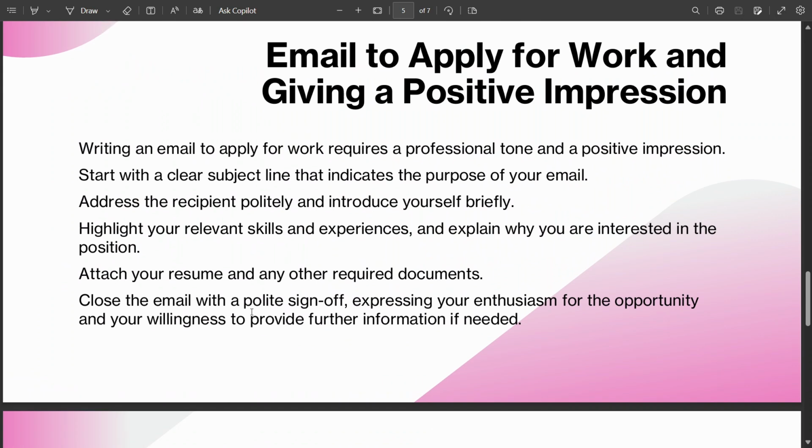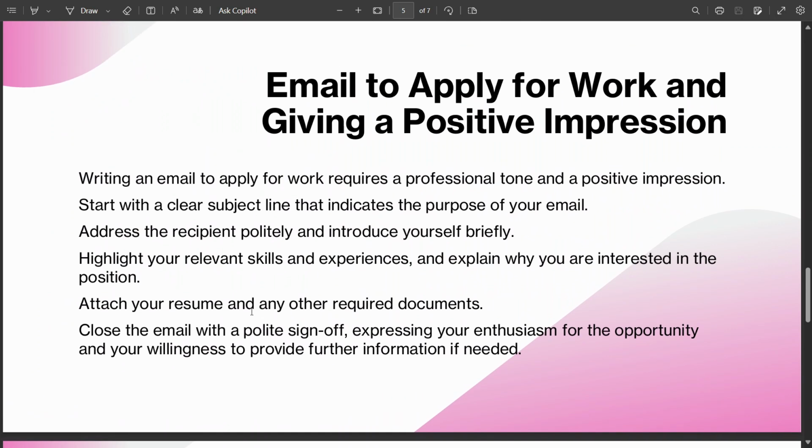Okay. So, email to apply for work and giving a positive impression. How to do that? This is kind of an easy one, but let's talk. Writing an email to apply for work requires a professional tone and a positive impression. Start with a clear subject line that indicates the purpose of your email. Normally, of course, this is different. In some submission guidelines, they do mention that you need to have this specific wording or phrase in the email subject line, but for the test day, normally we don't do that.